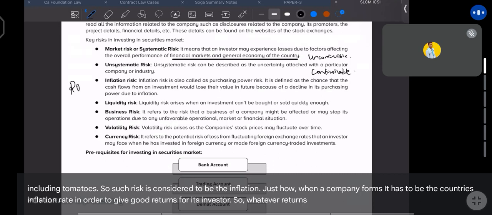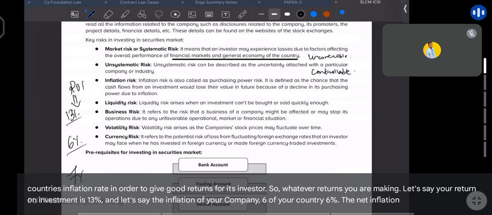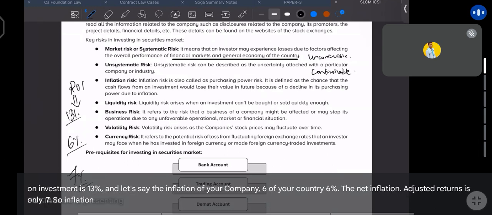Whatever returns you are making, let's say your return on investment is 13%, and let's say the inflation is 6%. Your net inflation-adjusted return is only 7%. So inflation is a big risk, which is also called purchasing power risk for the investor.